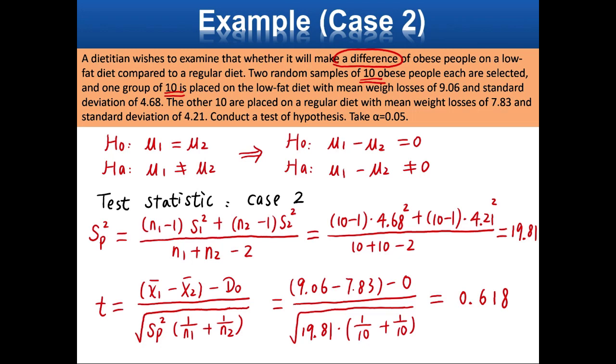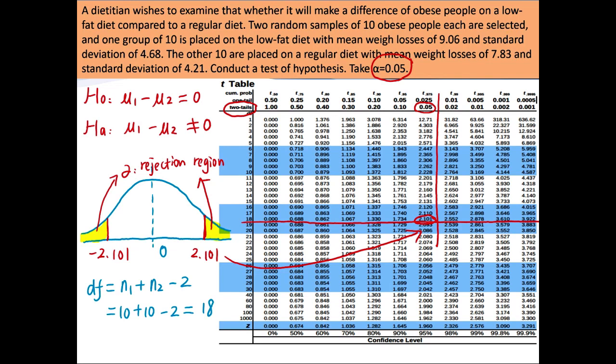First, method 1, the rejection region. And because the sample size is smaller than 30, we need to use the t-table instead to find the critical value.